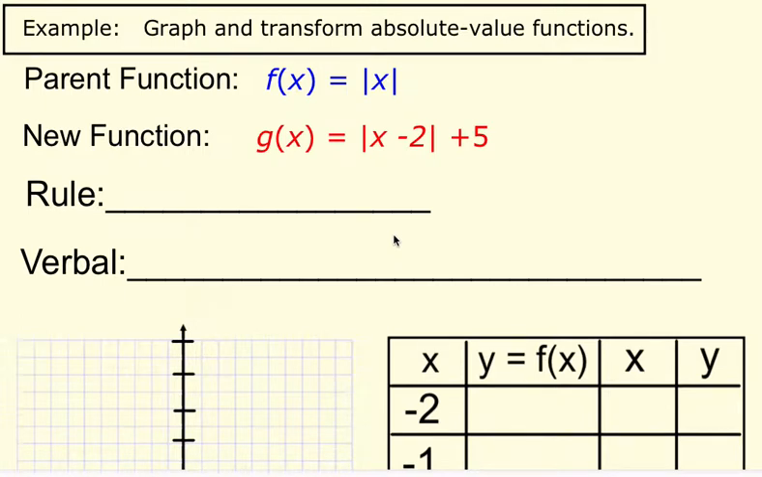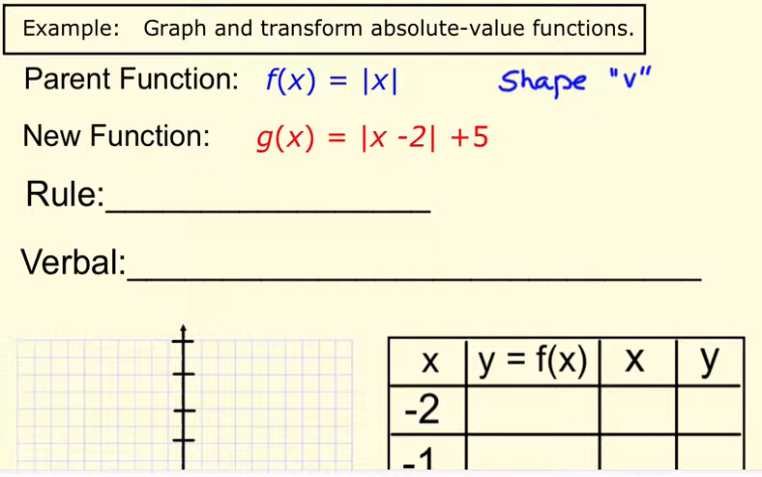This is the first example of where we're going to have a transformation or multiple transformations from its parent function. Our parent function is the absolute value of x. If you remember from the parent functions, the shape of this graph is going to be a V. Now our new function is g of x, in red, and it has a -2 and a +5. We want to figure out what happens to our graph from its parent function to the new function.